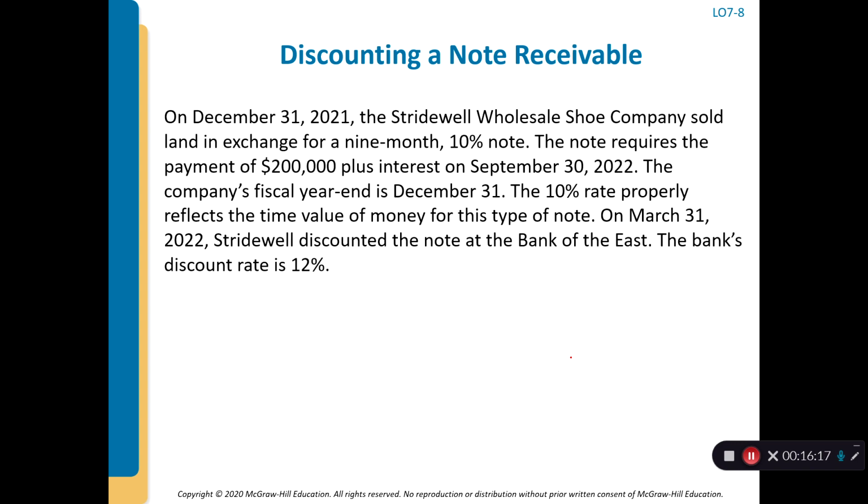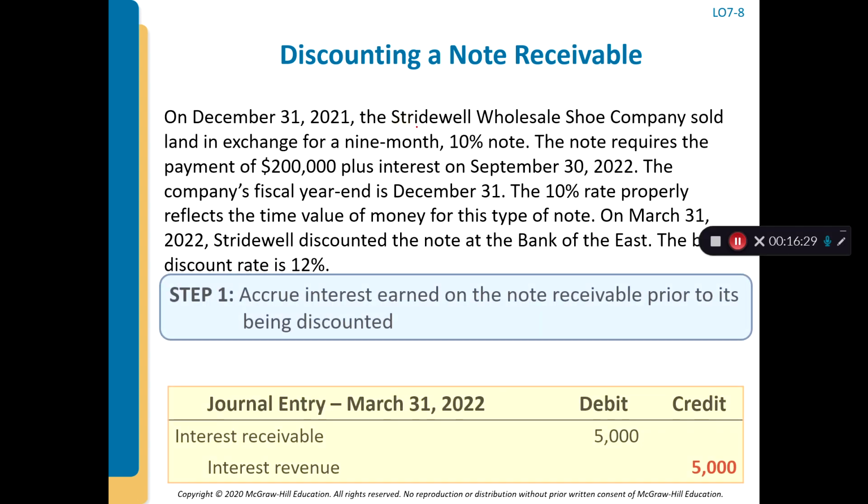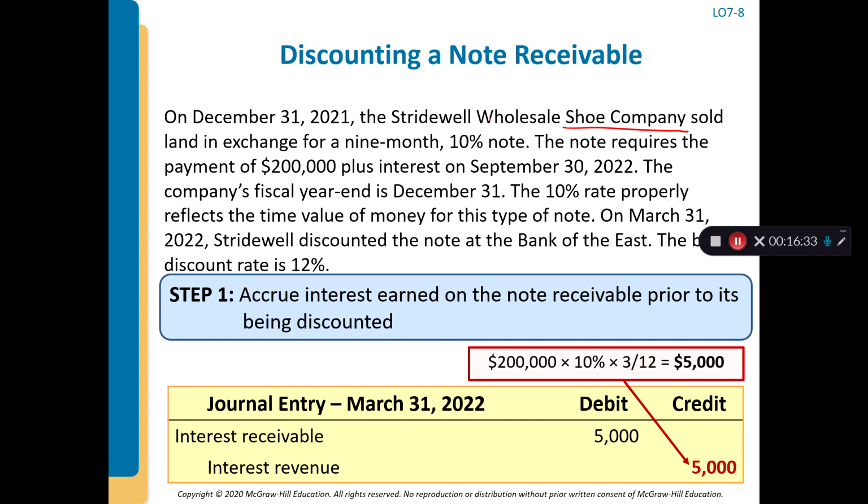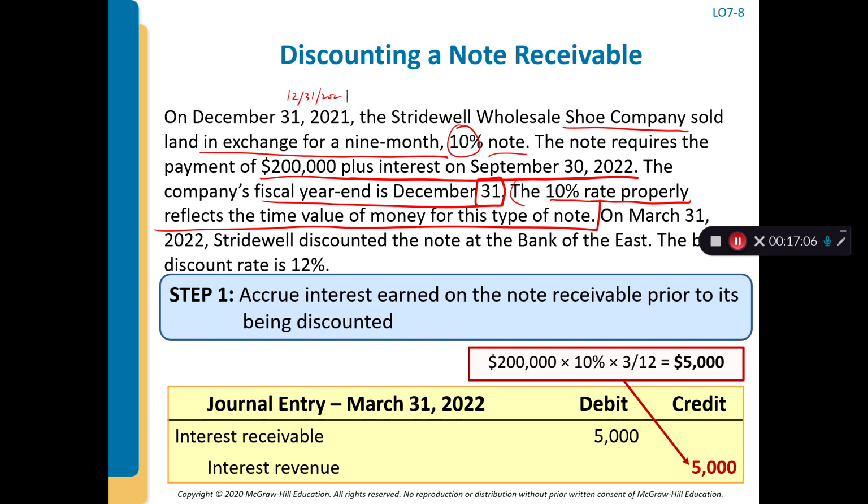Let's see a clearer example. Okay, so on December 31st, 2021, the Stridewell Wholesale shoe company sold land in exchange for a 9-month 10% note. The note requires payment of $200,000 plus interest on December 30, 2022. The company's fiscal year end is December 30, and the 10% rate probably reflects the time value of money for this type of note. On March 31st of year 2, Stridewell discounts the note at Bank of East. The bank discount rate is 12%. Basically, the bank charges a 12% effective rate.